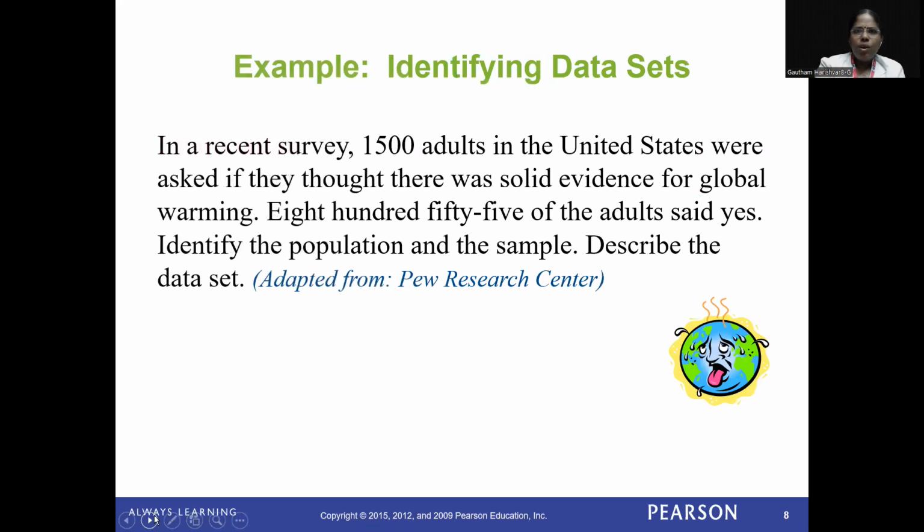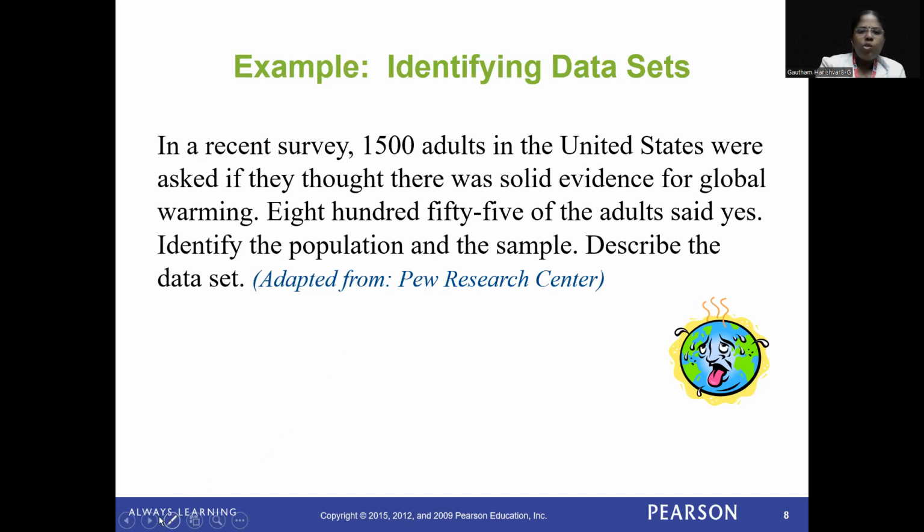Now I am going to give you some examples. Please identify whether the data set is a population or a sample. The first example: in a recent survey, 1,500 adults in the United States were asked if they thought there was solid evidence for global warming. 855 of the adults said yes. Identify the population and the sample, and describe the data set. This example is adapted from the Pew Research Center.